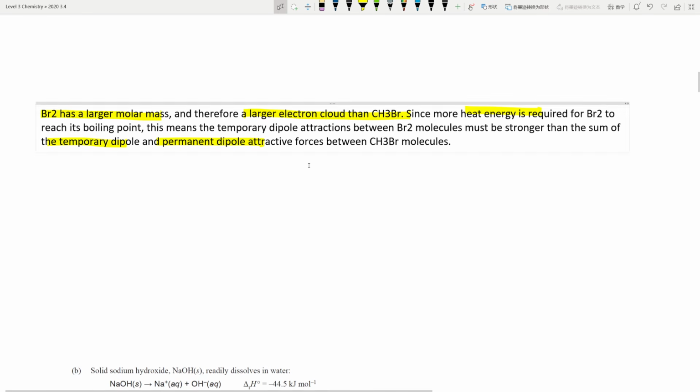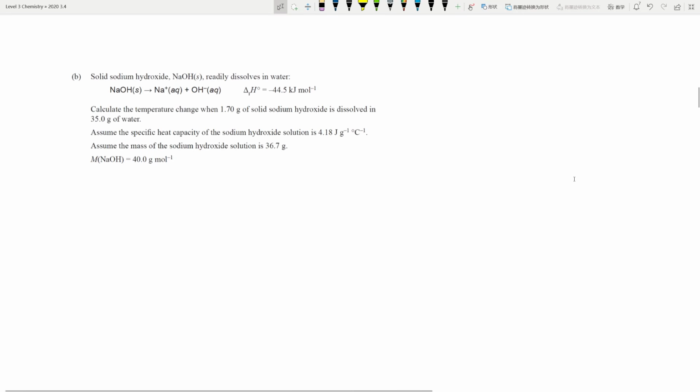All right. Next one, look at B. Oh, calculation. Calculate the temperature change when 1.7 grams of solid is being added into 35 grams of water. So when you see a question like this, when you see this number 4.18, this is your Q equals MC delta T type of question.